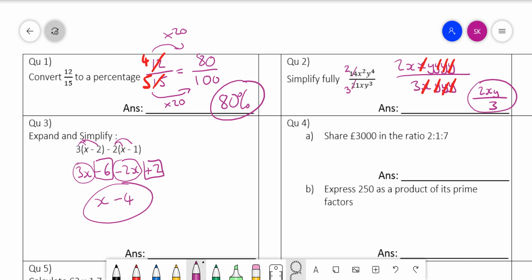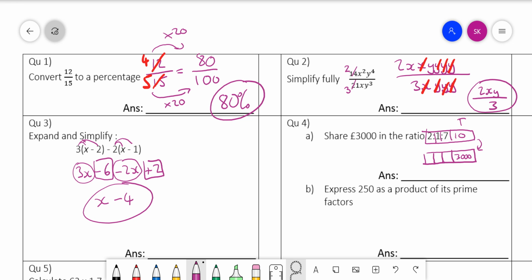Question 4a says share £3,000 in the ratio 2 to 1 to 7. Ratio questions, box method with a total. 2 plus 1 plus 7 is 10. My actual total is 3,000. So I'm going to write that underneath the 10.